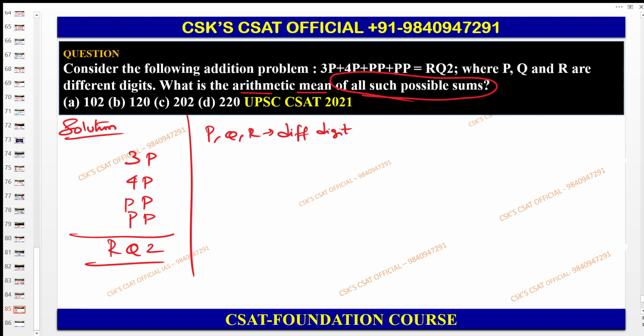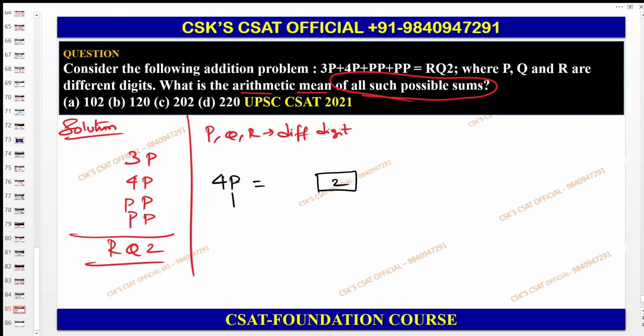First of all, you need to find out the possible sums. Then only you will be able to find out the arithmetic mean of such possible sums. So now, first of all, let us check here. How many such p's are there in the unit place? 4 p's are there. When you are adding this, you need to get 2 in the unit place. 4 p's.